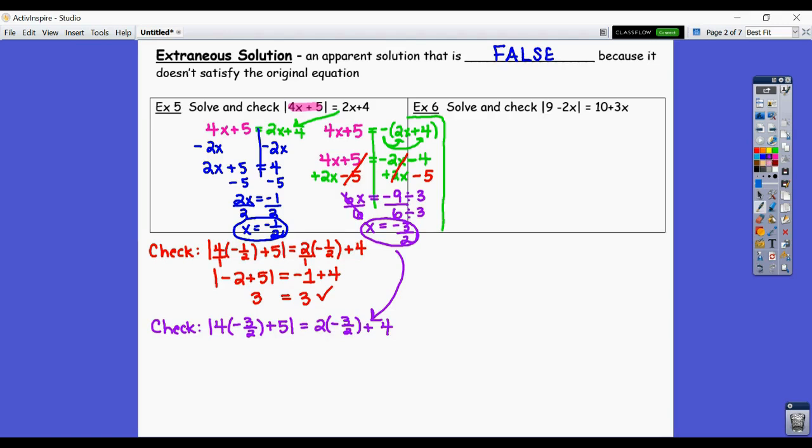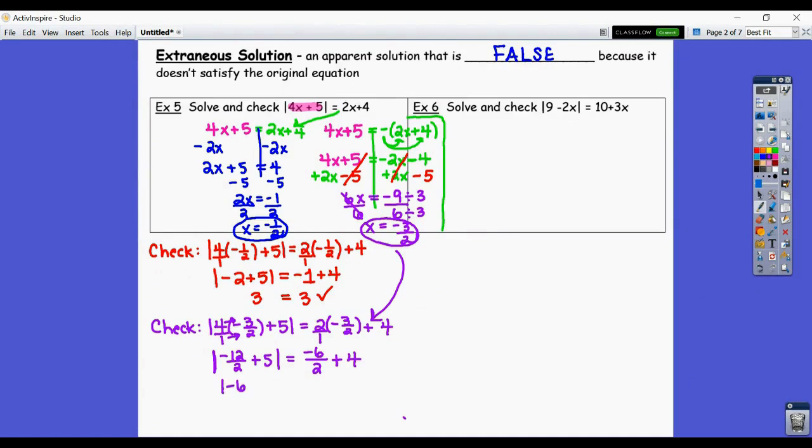When I do 4 times that -3/2, remember, 4 can be written as 4/1, and you multiply across the numerator and denominator. So we get a -12/2 because 2 times 1 is 2. We add 5 to that, and it's going to equal again. This can be written as 2/1, so 2 gets multiplied to the -3 in the numerator, making it -6, and 2 times 1 is 2 in the denominator. We go ahead and divide.